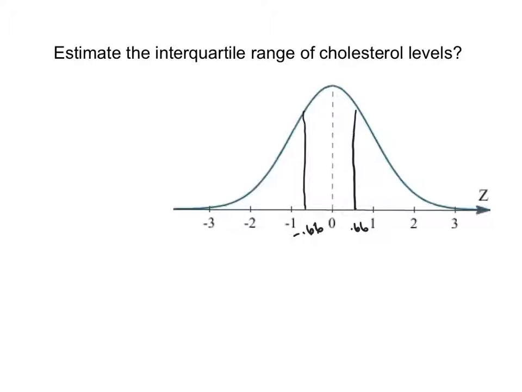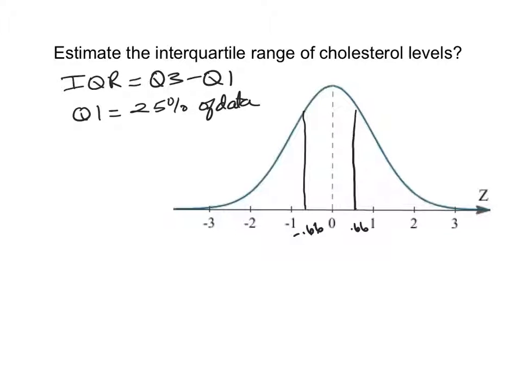All right, the next question is to estimate the interquartile range of the cholesterol levels. So remember the interquartile range, the IQR. The IQR is equal to quartile 3 minus quartile 1. So I need to find the quartiles. I'm going to find quartile 1 first. Quartile 1 is the data value that says 25% of the data is below quartile 1. So I need to figure out where that data value is.